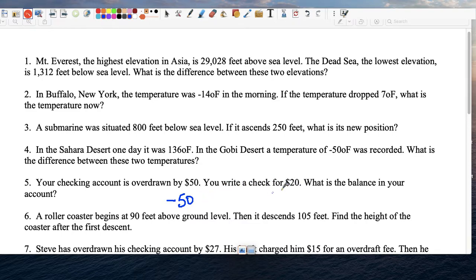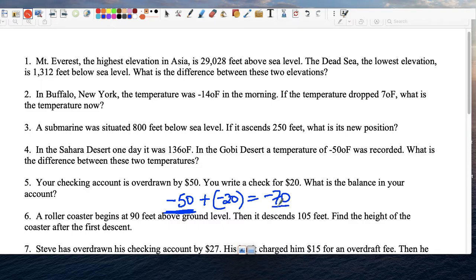And then you write a check for $20. So you're already down 50, right? Overdrawn, you spent more than you had. And then you decide to write a check to pay somebody or a store or whatever. And what does that mean? Are you saving money or are you spending money? Well, you're spending money. So to the debt that you already had, you're adding more debt. So I was down at negative 50. That was my situation. And to that, I'm adding a little bit more debt. I'm moving further left on the number line. So my answer is negative 70, right?